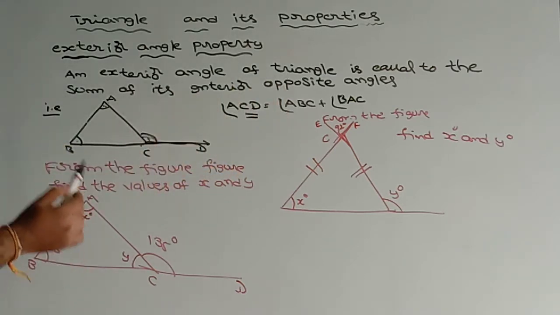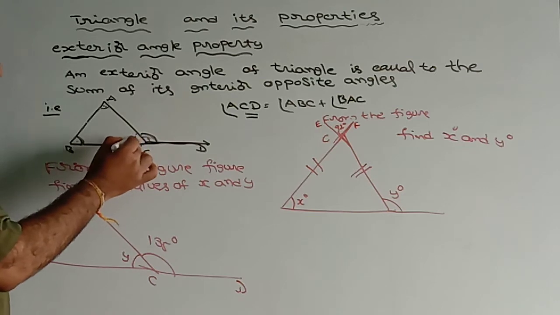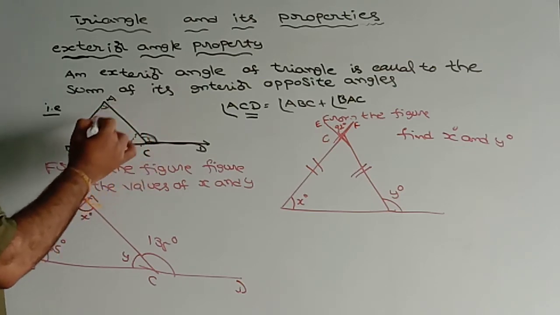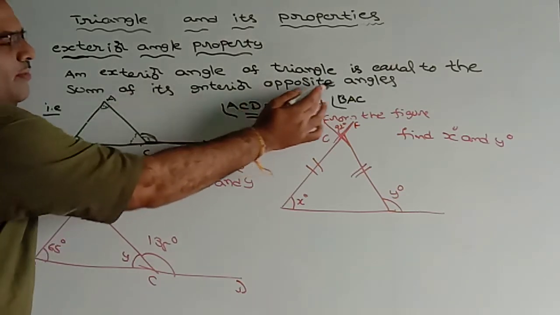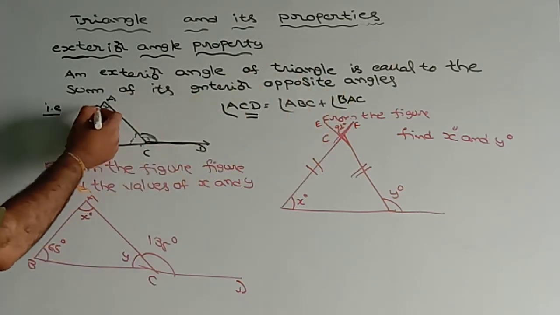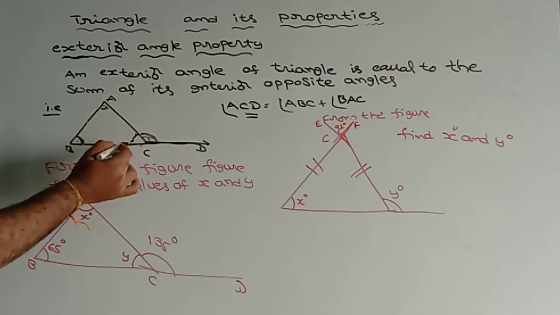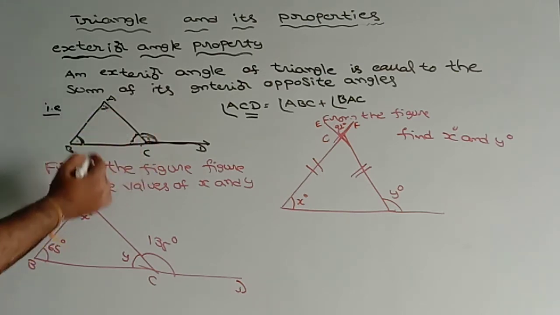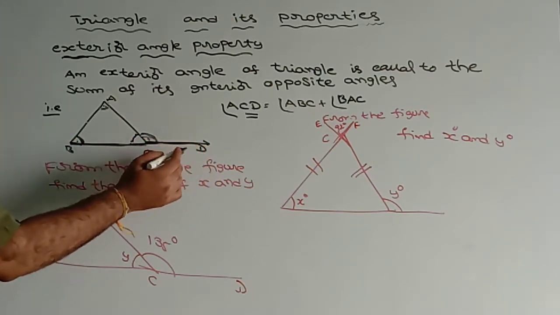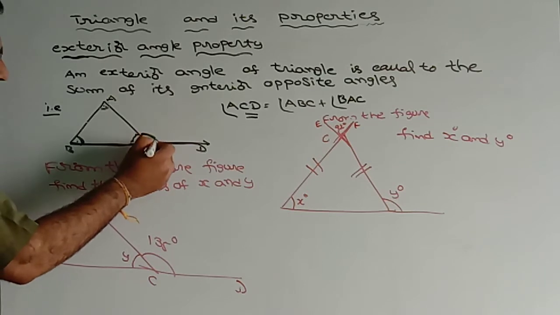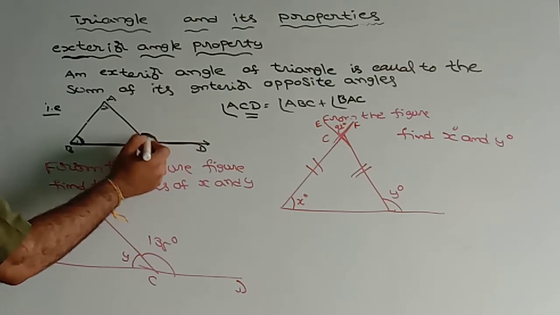What is the inner meaning? That means here this angle and this angle are called the interior angles of a triangle. What is the inner meaning? Any one side is produced, then here some angle will be formed. This angle is called the exterior angle of the triangle.